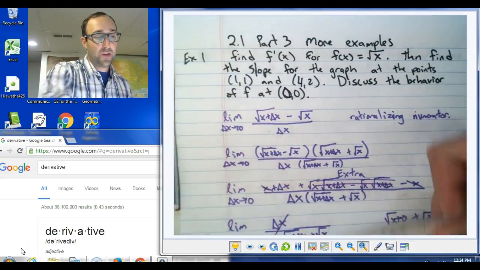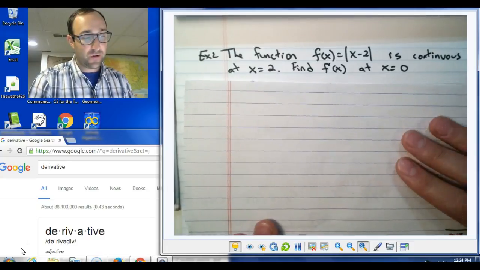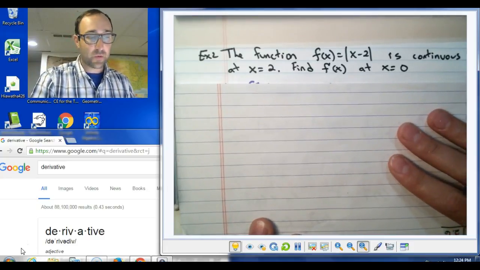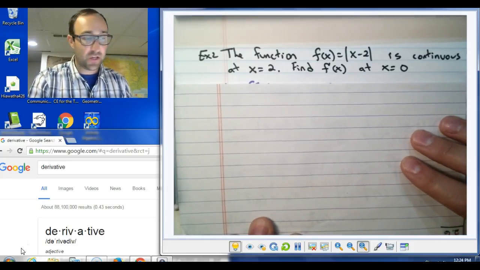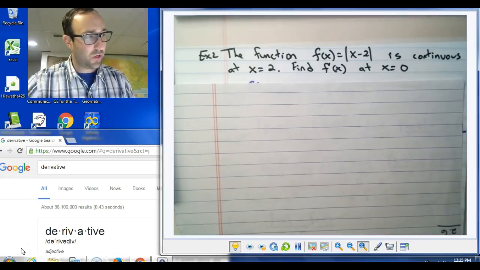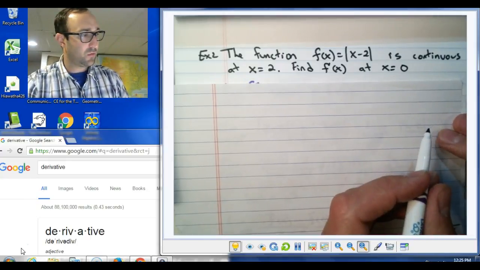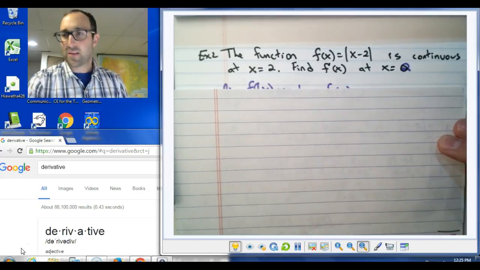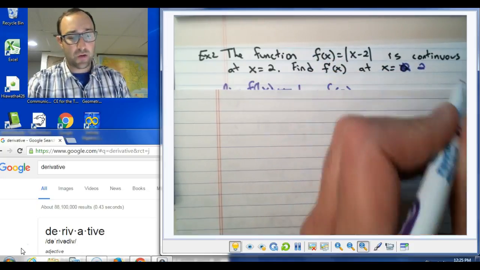Otherwise, skip a little bit ahead and you'll find the function for f of x equals absolute value of x minus 2 is continuous at x equals 2. Find f prime at x equals 0. It should be at x equals 2, not x equals 0. It should be x equals 2. And that's okay. I did x equals 2 in the video anyway, so that's alright.